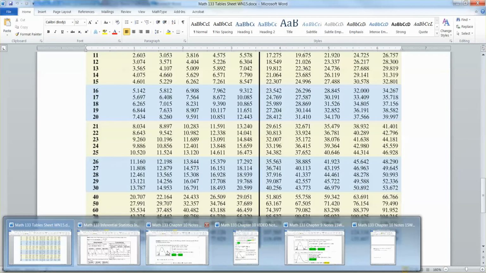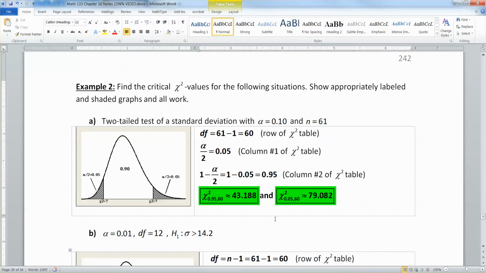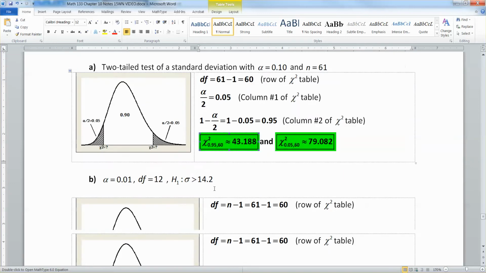Okay, so let me go put those in. There we go. And we're done with that one. Simple as that. 43.188 on the left, 79.082 on the right. All right, what about the next one?